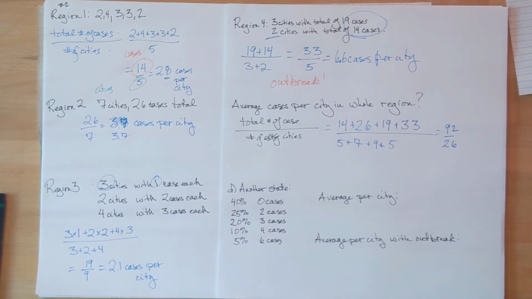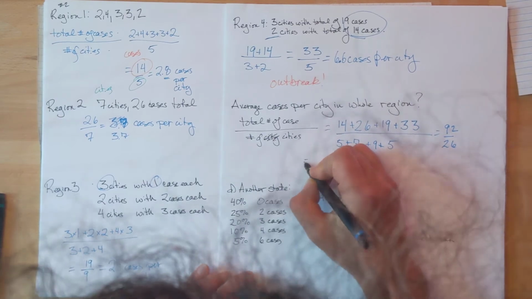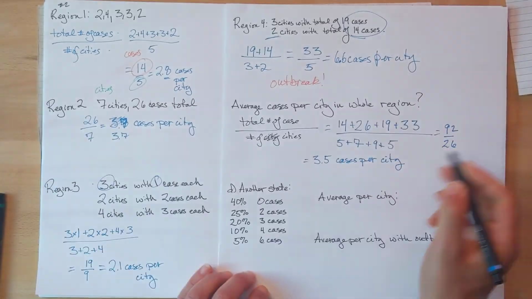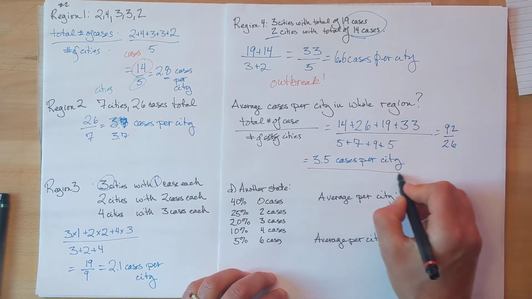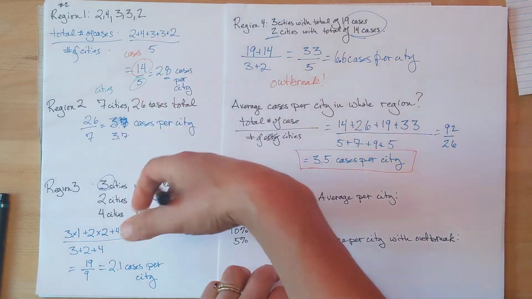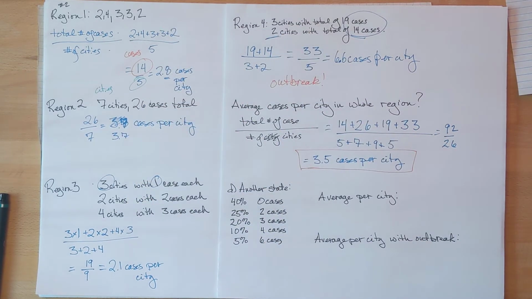And when I go calculate it, I get 3.5. So I have an average of 3.5 cases per city, and that's great. That's in the right range. That doesn't guarantee that it's correct, but at least it tells me it's kind of past a reality check. And I could have done that for every one of these.